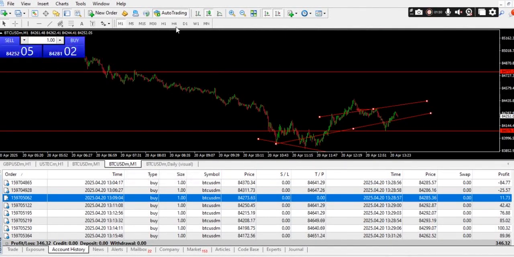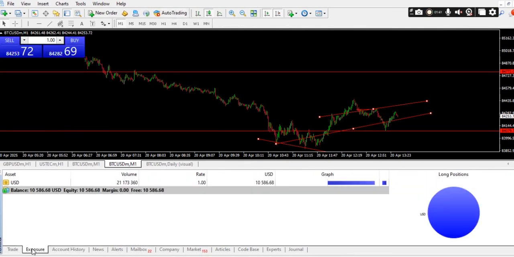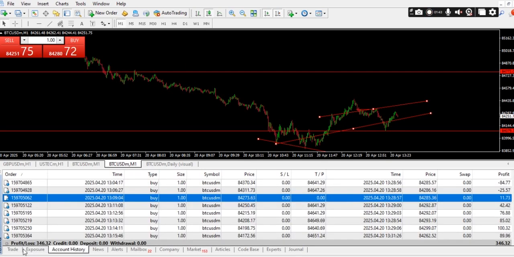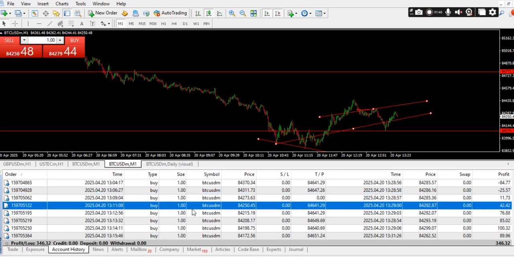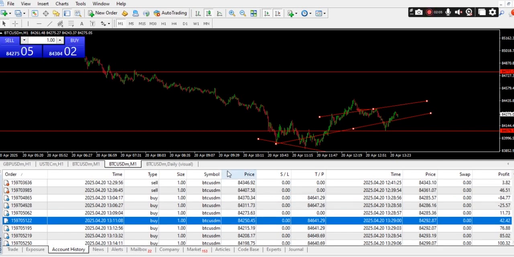You can see the auto trade is turned on, and I can turn it off right now since I'm done with trading for the day. You understand? If you remember, we had an equity of around 10,200, and today you can see on the history we made a profit of $346 on the trades. So both buy and sell. The EA was able to buy and sell.